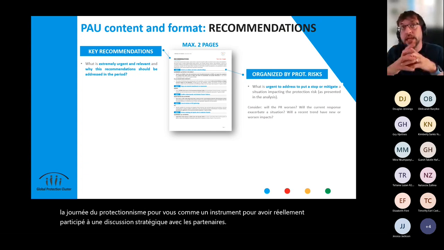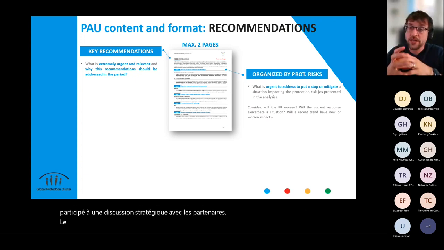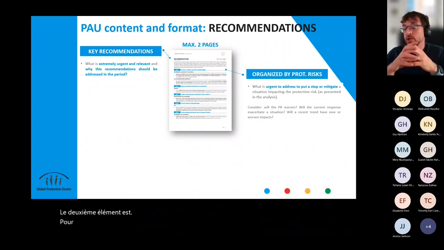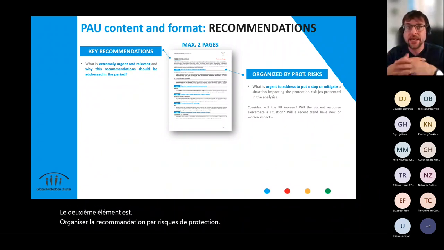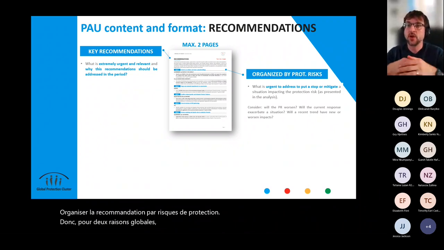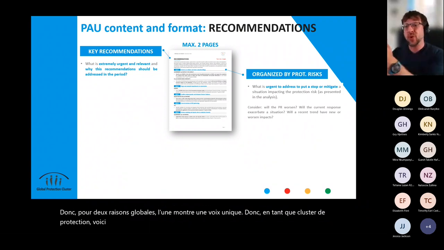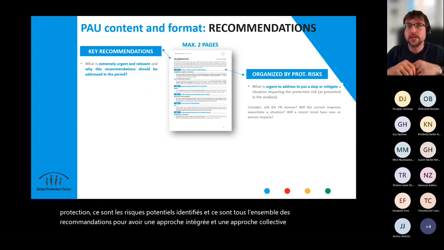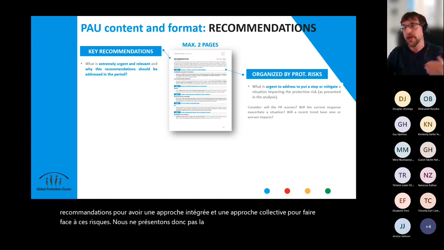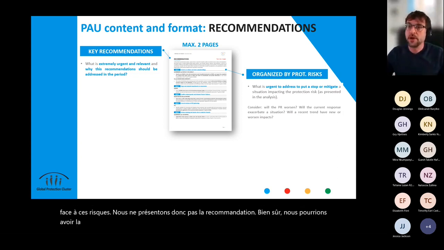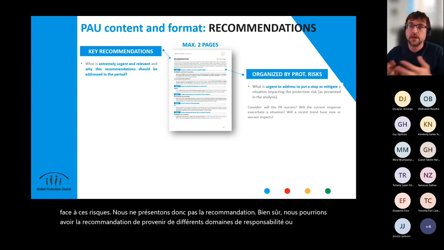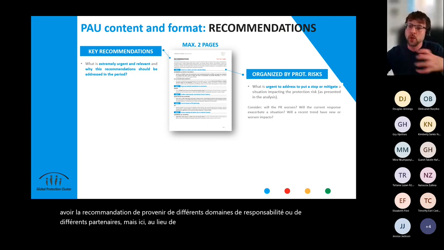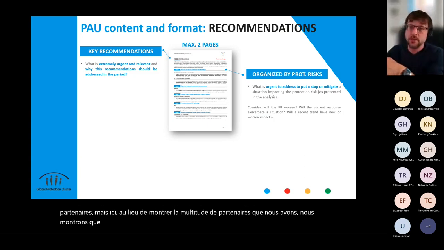The second element is to organize the recommendations by protection risks. So for two global reasons. One is showing a unique voice. So as a protection cluster, these are the protection risks we identify, and these are all the set of recommendations to have an integrated approach and a collective approach to address those risks. So we are not presenting the recommendations. Of course, we might have recommendations coming from different areas of responsibility or from different partners. But here, instead of showing the multitude of partners we have, we show that we all agree in our strategy to address protection risks.